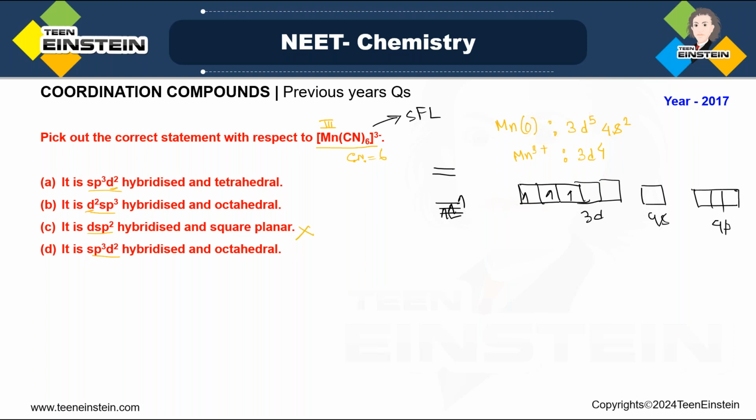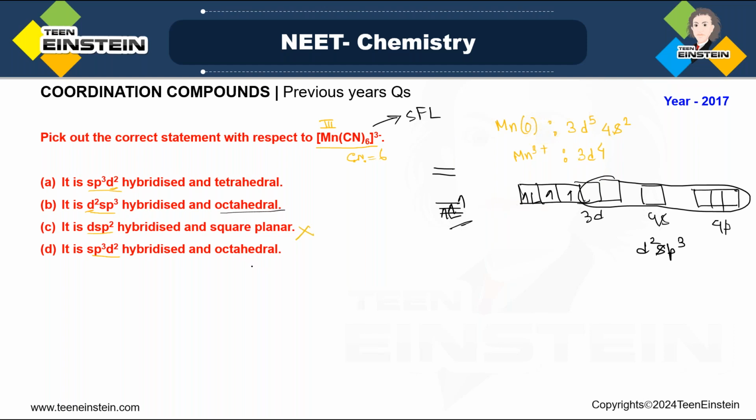Now 1, 2, 3, but there will be a pairing, as you can see here. So 2 electrons are still unpaired, but we have now vacant 2d. So it will be d2sp3 hybridization. Now if it is d2sp3 hybridization, we are left only with option B. And obviously it is octahedral, it cannot be tetrahedral.